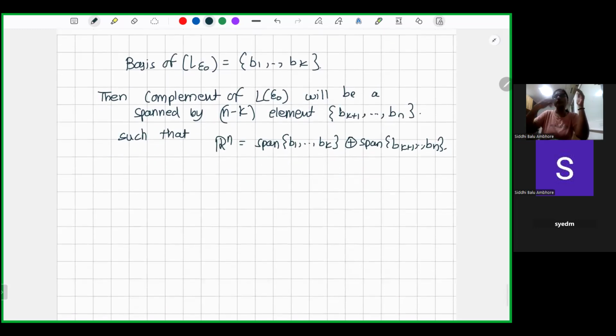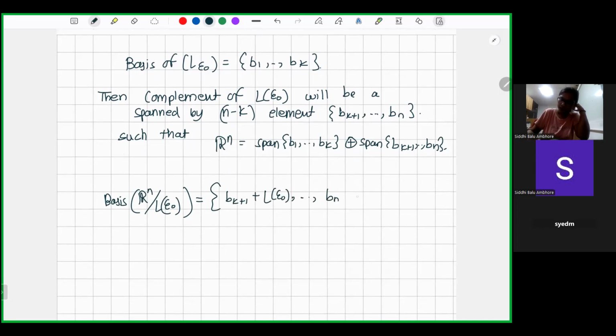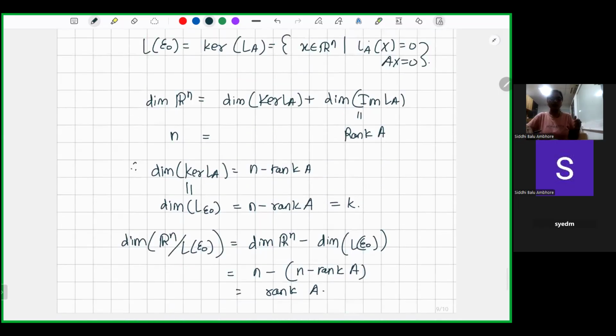Whatever will be the basis of the complement space, the corresponding basis of R^n quotiented by L epsilon naught will be generated by B_{k+1} plus L epsilon naught, and so on. I hope you understand what we are doing here. This is a very general setup. We are not explicitly given what A is. So this is how it will be.